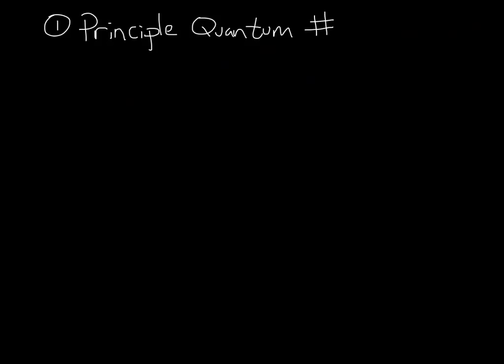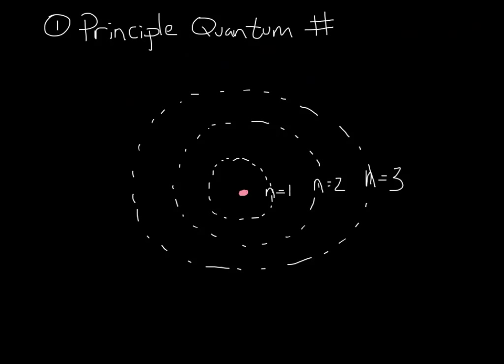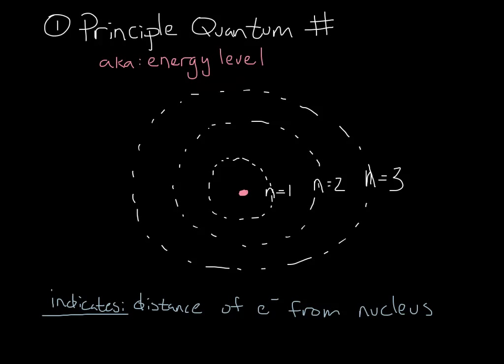This is actually one that we are already familiar with. The principal quantum number is just the one that tells us how far the electron is from the nucleus, and it's just what we've drawn before as the energy levels. And so an electron that has a principal quantum number of 1 is in the first energy level. If it has a principal quantum number of 2, the second, third, 4th, 5th, 6th, it keeps going on. So the principal quantum number is also known as the energy level, and that's the term that we've used before. And what the principal quantum number indicates is the distance of the electron from the nucleus.